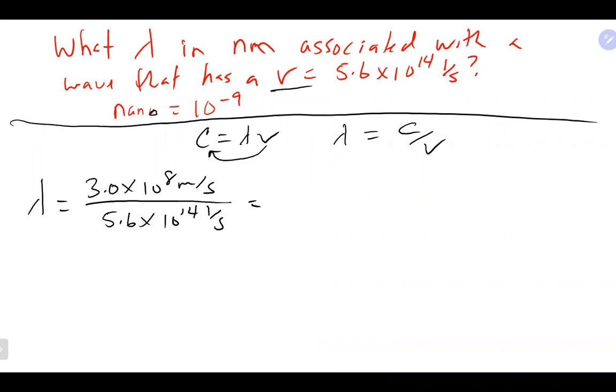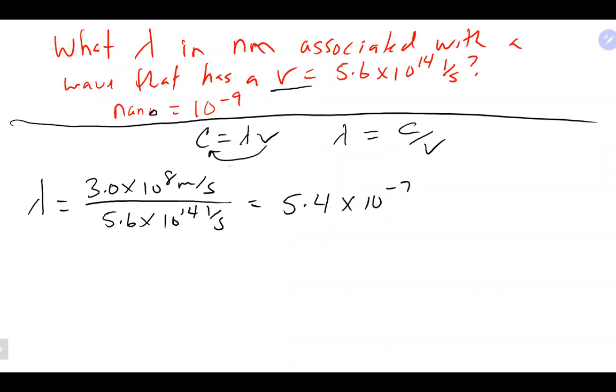We want to make sure definitely that we use our exponent button here. So that's 3 exponent button 8 divided by 5.6 exponent button 14. That's going to give me, we'll call it, 5.4 times 10 to the minus 7.